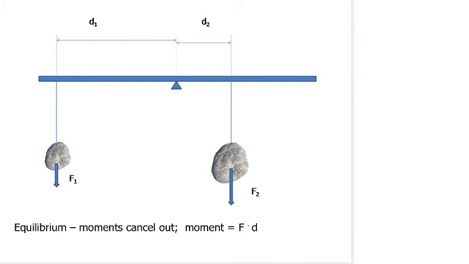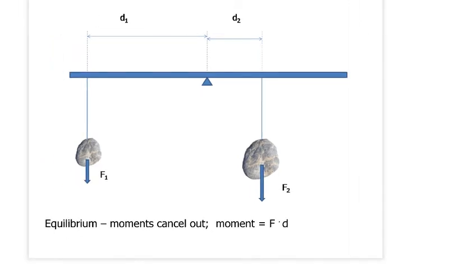Let's get into the nitty-gritty details of this. So we have several things, distance 1, distance 2. Distance 1 would be the measurement from the pivot point to the line of action of this force. In other words, the point where the rope is attached to the beam, and distance 2 is the distance from the pivot point to the other rope that's supporting this rock.